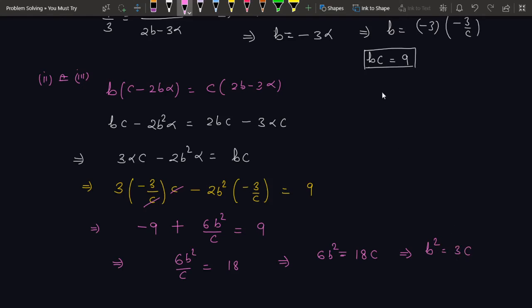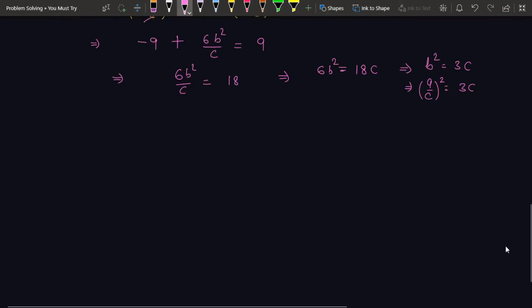But notice here bc is 9. So why not we can simply substitute one of the values there. So let us just substitute the value of b from here as 9 by c. So that will give us 9 over c whole squared is equal to 3c. Let me scroll a bit. And so there will be 81 is equal to 3c cubed. So dividing by 3, that will be 27 is equal to c cubed. And so c will be just 3.